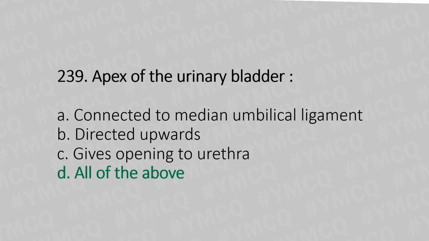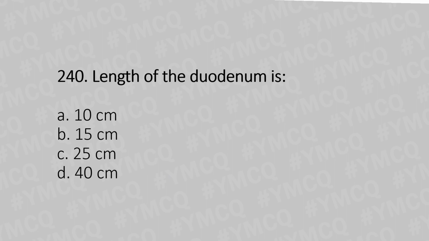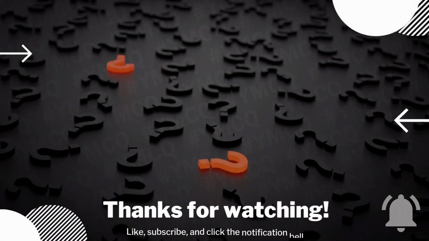Now let's move to question number 240. Length of the duodenum is option A, 10 cm, option B, 15 cm, option C, 25 cm, option D, 40 cm. And the answer is option C, 25 cm.